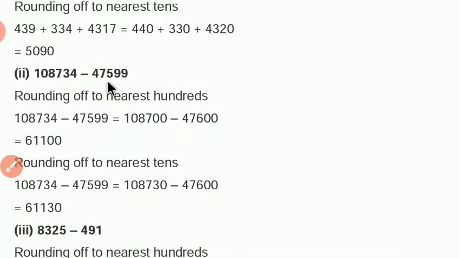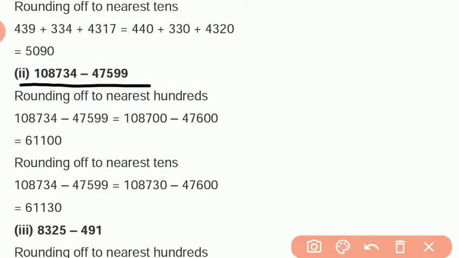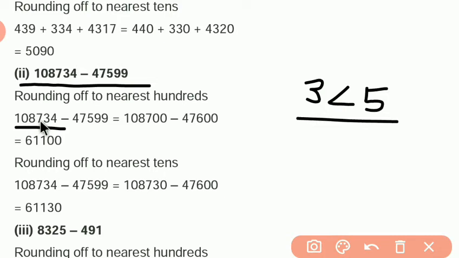1,08,734 minus 47,599. Again first we will round off nearest 100. For nearest 100 we have to see its tens digit. So 1,08,734, its tens digit is 3, which is less than 5. So the number which is in right of 87 will be written as it is. And we have to replace 34 by double 0. So 1,08,700.